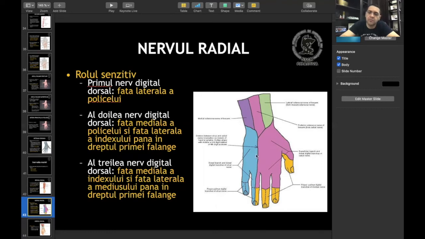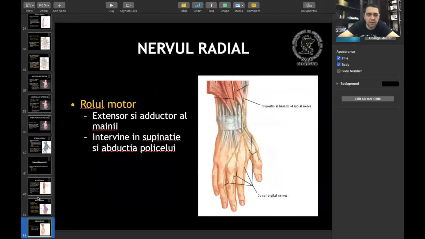So here we have the posterior aspect of the hand, and with this color, mauve, is the radial nerve, so this is the part of the radial nerve. Here we have the part in blue of the ulnar nerve, and in yellow the median nerve. This is the posterior aspect of the hand. Here we are.